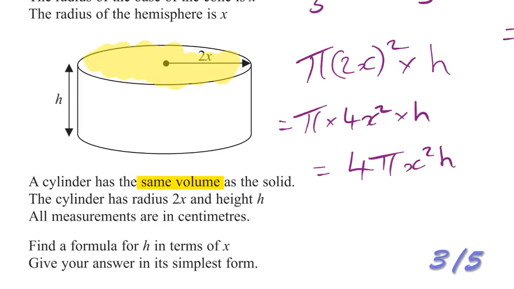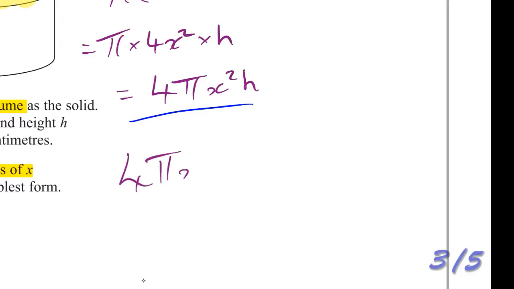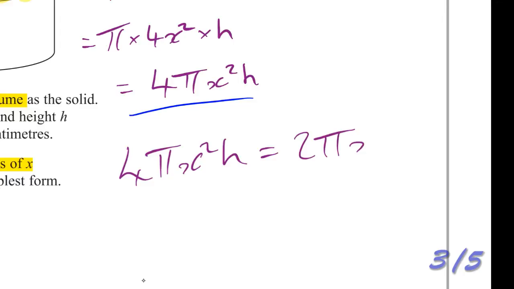So we've got the volumes of our two shapes. The question tells us that they have the same volume, so we can make those equal to each other, and the end result is that we want a formula for h in terms of x. So we're going to rearrange it and put h at the front. Got our two volumes, 2 pi x cubed, 4 pi x squared h. We've told the volumes are the same, so we can write down 4 pi x squared h is equal to 2 pi x cubed. I want to rearrange the formula to make h the subject, so I want h equals, and then in terms of x, everything else in x. So that's nice and simple.